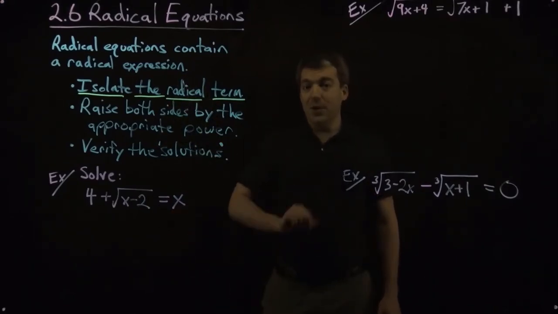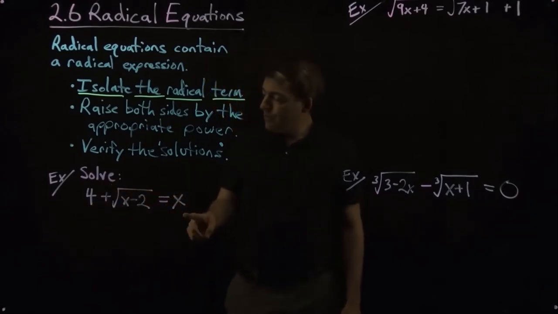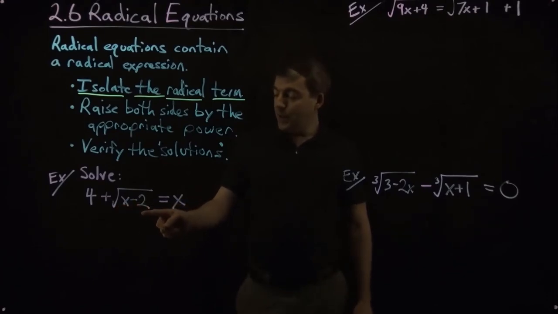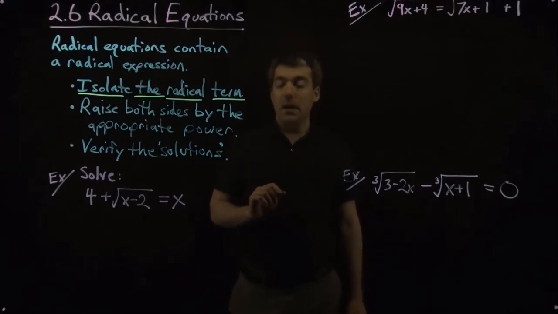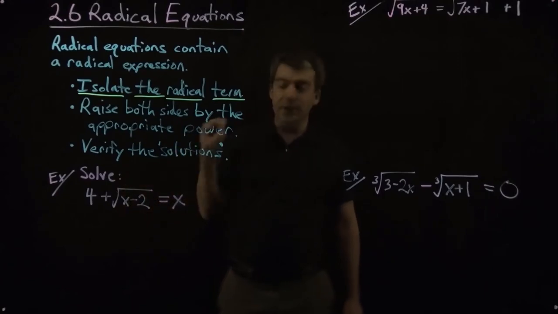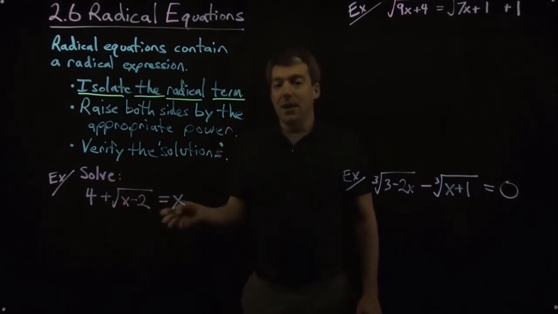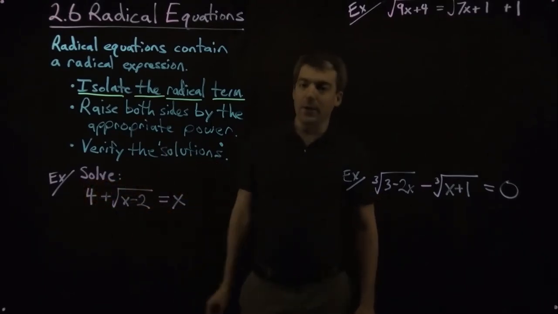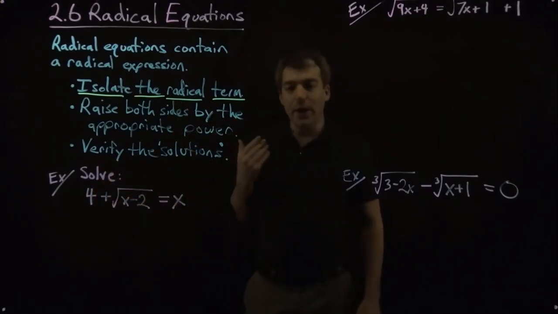All right, let's look at the first example. We want to solve 4 plus the square root of x minus 2 equals x. First off, we notice that it is a radical equation because it has the square root of x minus 2 in it. We see that it is not by itself. It's there with this 4, so it's 4 plus this radical expression. We want to isolate that, and we can do so easily by subtracting the 4.